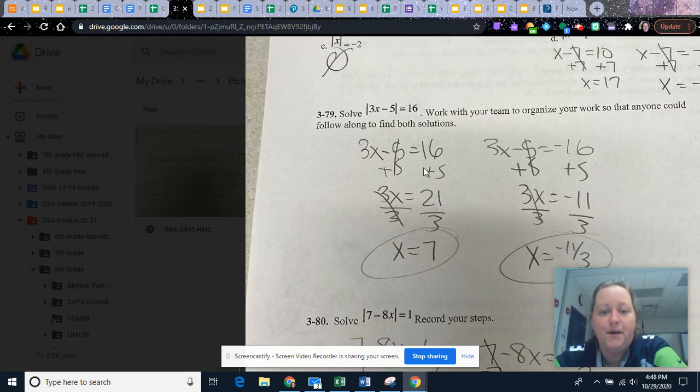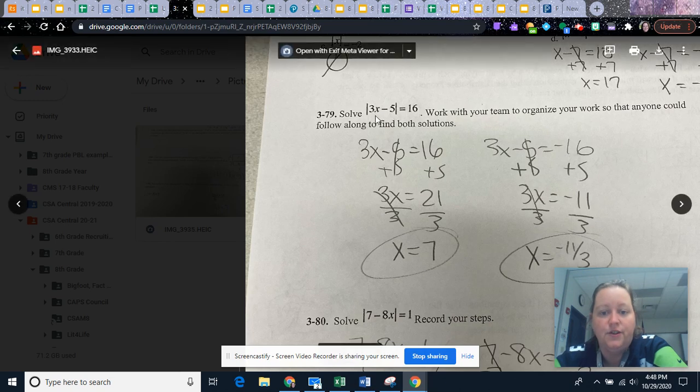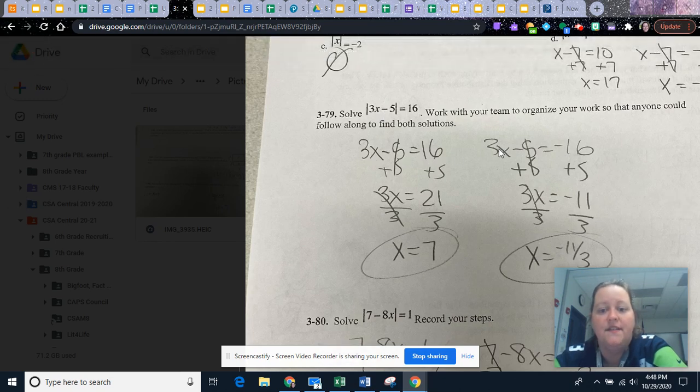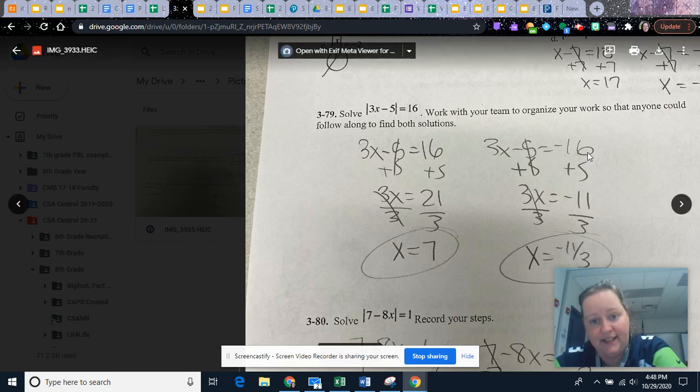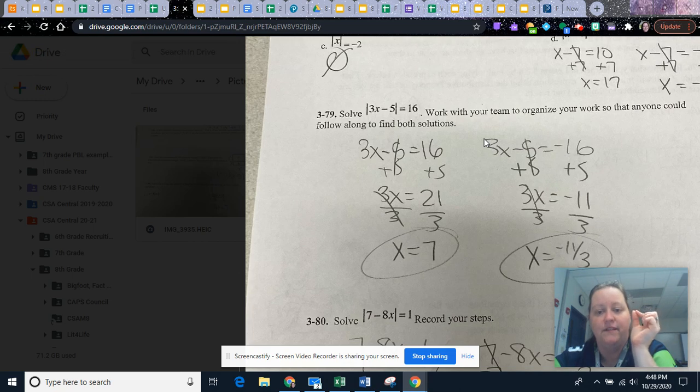Okay, so hopefully you've paused and you've tried 79. You're going to solve two equations. You're going to solve 3x minus 5 equals 16, and then you're also going to solve 3x minus 5 equals negative 16, because this is the one that most people forget. If 3x minus 5 were to equal negative 16, then when you take the absolute value, it would make it a positive 16.